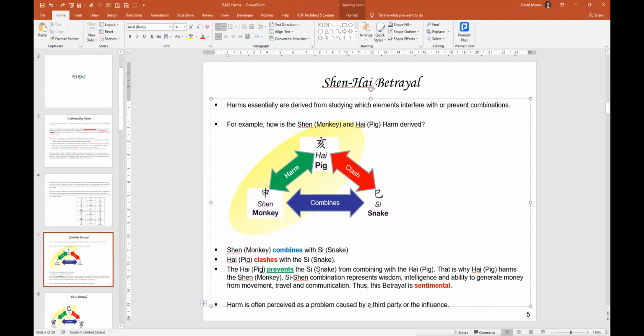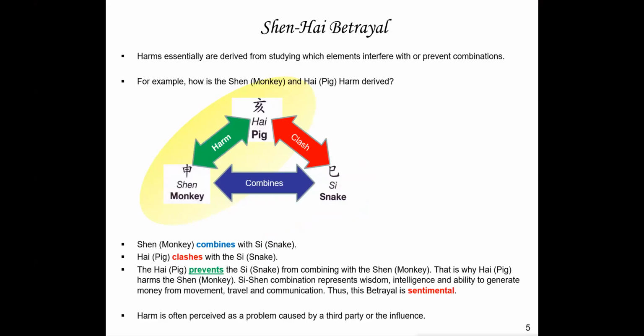So the pig prevents the snake. The snake wants to combine with what? The snake wants to combine with the monkey. So the pig prevents the snake from combining because the pig clashes. Okay, so this is sentiment. And so this is where the snake and the monkey combination represents wisdom, intelligence, able to generate money, travel. Therefore, this is sentimental.